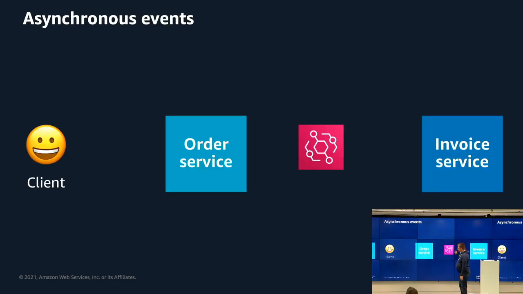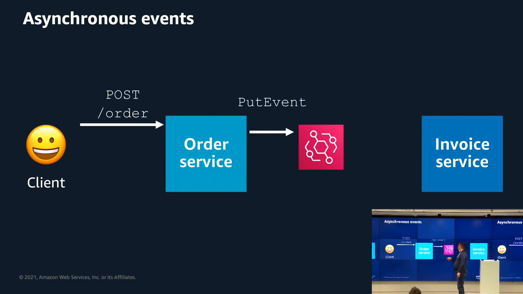If we put EventBridge between order service and invoice service in that example, what will happen? Our client puts the order, order service puts the event in EventBridge, and EventBridge immediately returns the answer, okay, I will process your message. And then order service can return the answer to the client, the client is happy, the order is created. And then some time after that, invoice service will get the event from EventBridge. And even in case of failure here, the order will still be created.